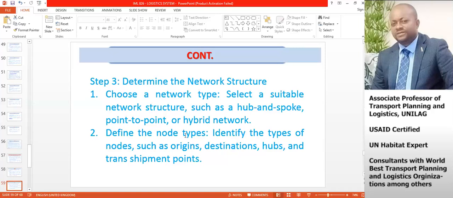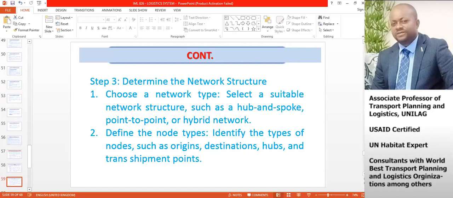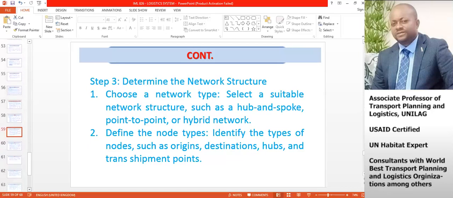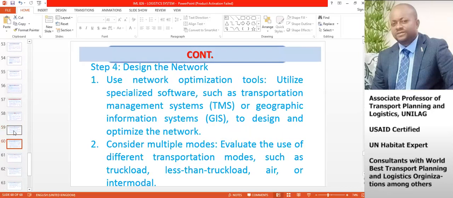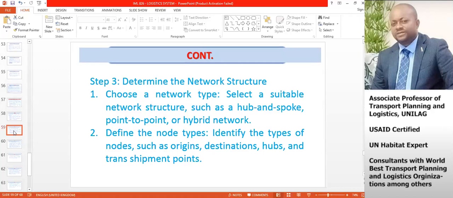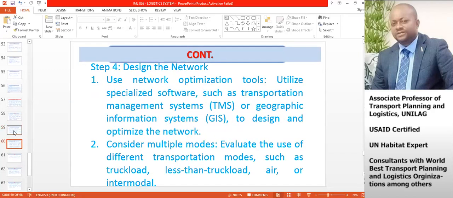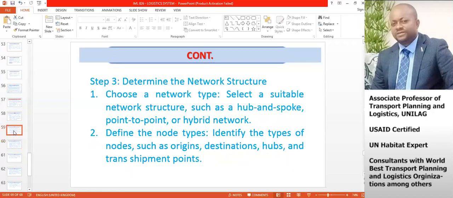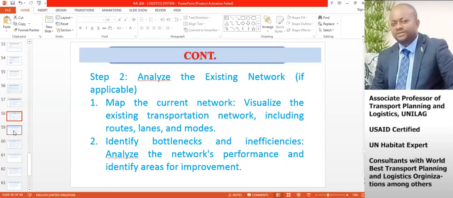Then the node type, the destination, whether it is something that has to do with transshipment points, like from country to country, for example. So then number 4, when you discover the number 3, which is the network structure, number 4 is the actual design, where you now put all the things from number 1 to 3. Number 2 is if applicable. If it is not, but most times before you need a network design, you must have started the business. So the aspect of if applicable in number 2 is on, let's say, 5% of logistics and transport businesses.